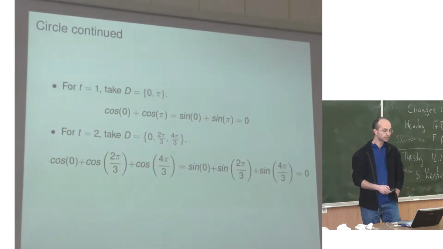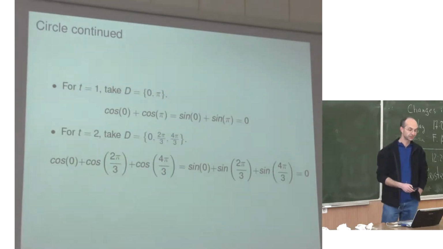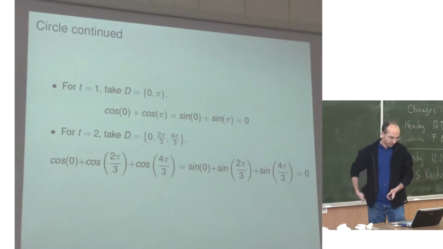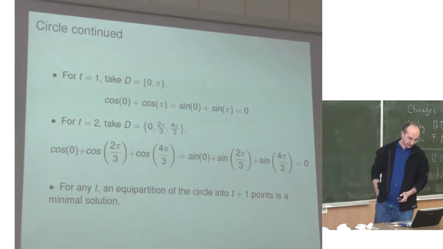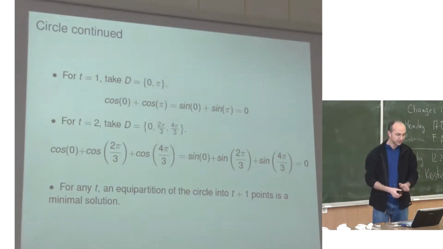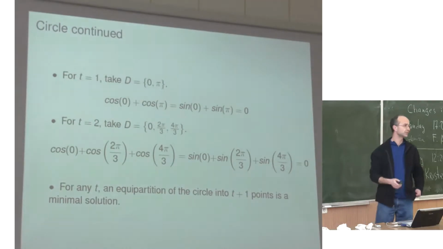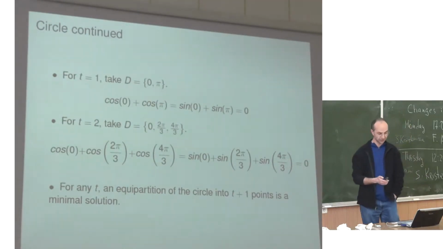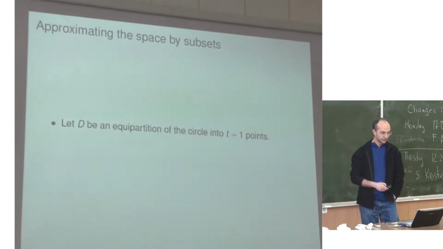For t equals 2, we can take 0, 2 pi over 3, and 4 pi over 3. And in general, for any t, we take an equipartition of the circle into t plus 1 points, and it's a minimal solution. Any equipartition will give a solution, and it is the best possible.